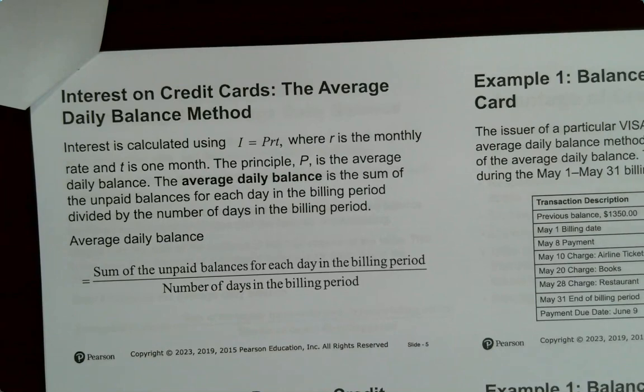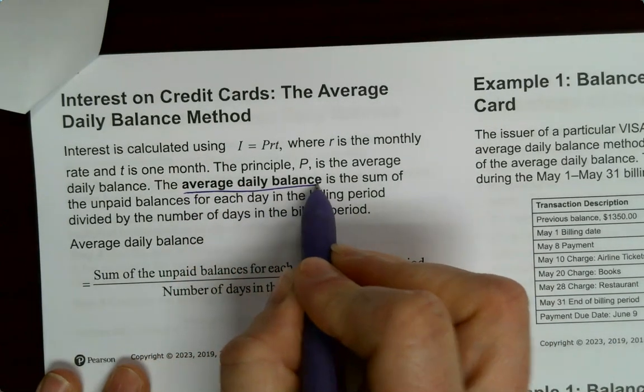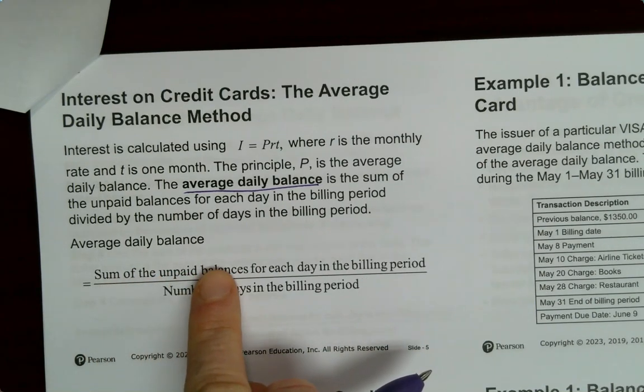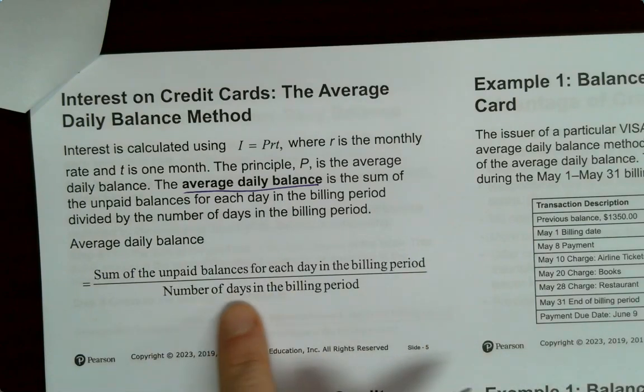So here is a little bit about interest. Interest is calculated based on an average daily balance. The way you find that is by taking the sum of unpaid balances for each day in the billing period divided by the number of days in the billing period. So that's your average daily balance, and that's what they charge interest on.